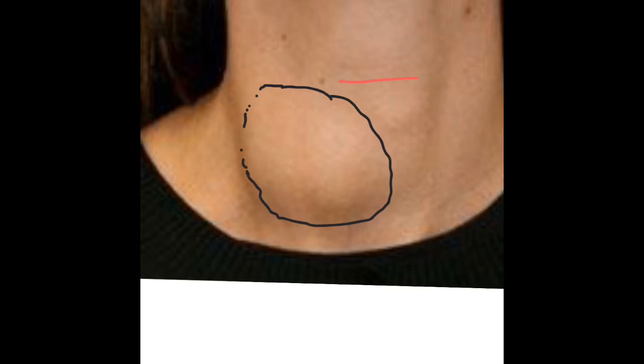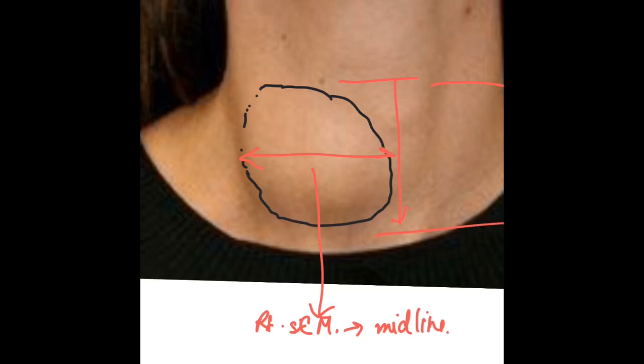The vertical extent you can say it's from below the thyroid cartilage up to the sternal notch in vertical dimension, and in horizontal dimensions you can say that it begins from the right sternocleidomastoid muscle up to the midline, right? So in this way you have to explain the extent of a swelling.